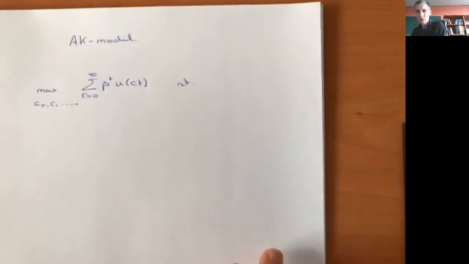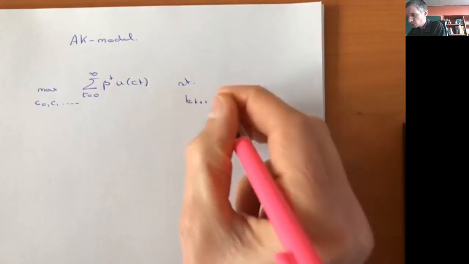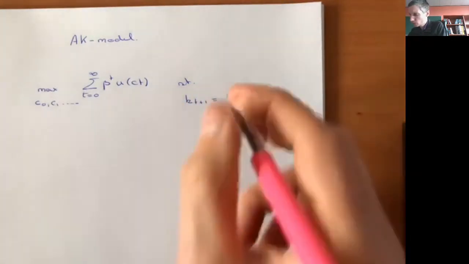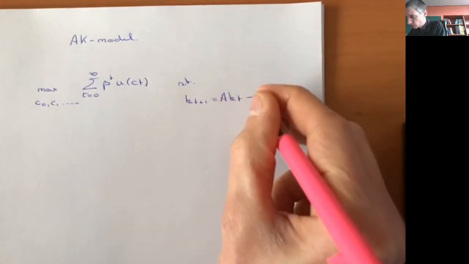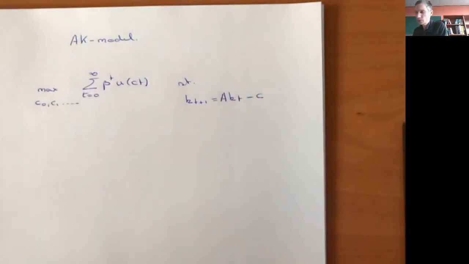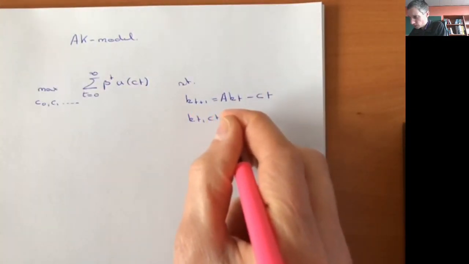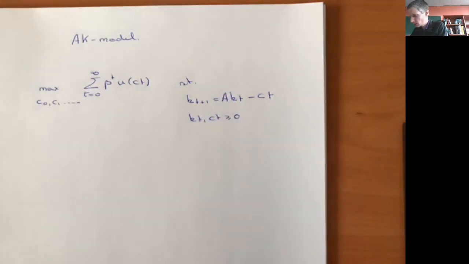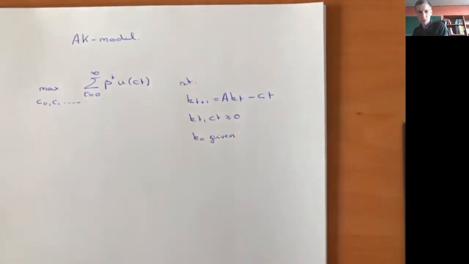And the constraint is going to be that there's capital accumulation. So the capital in period t plus 1 is going to be equal to A times the capital at period t minus how much of this output you're going to consume, Ct. Okay. And then you have that Kt and Ct are greater or equal to 0. Okay. And K0 is given. You have to start from somewhere.